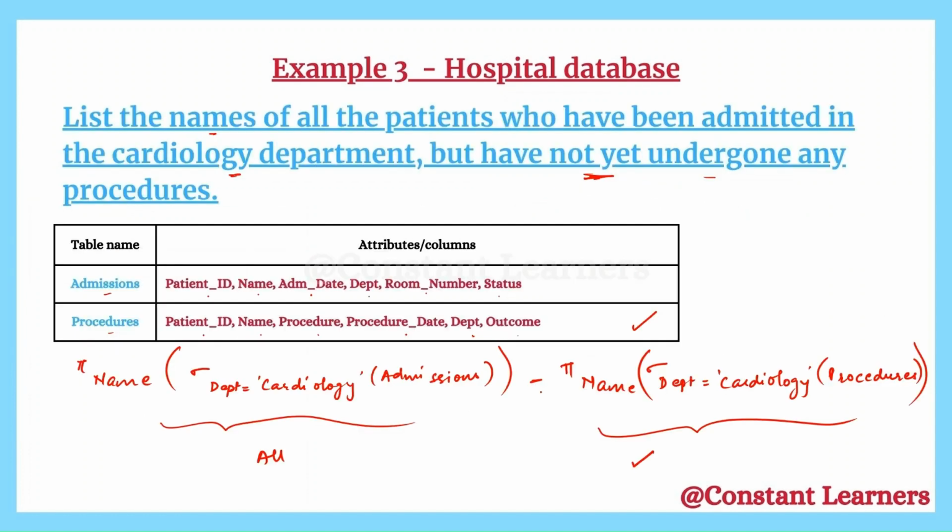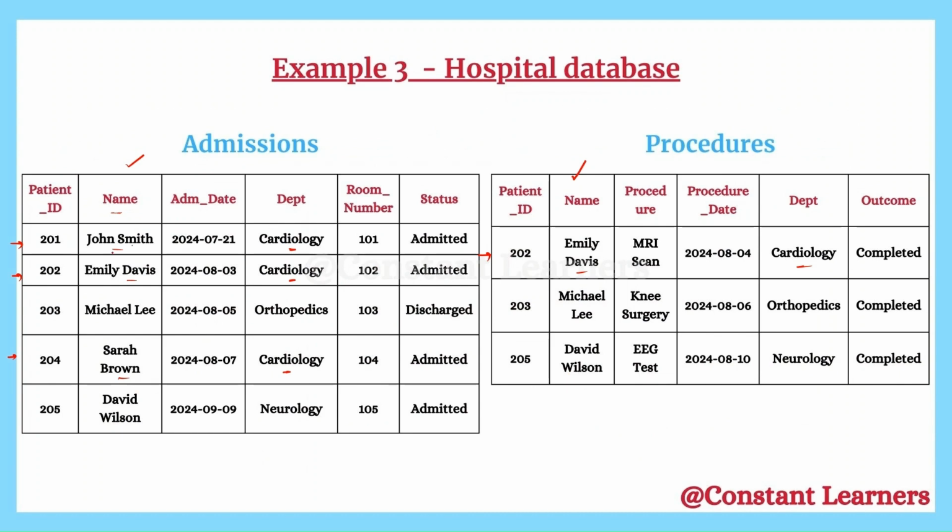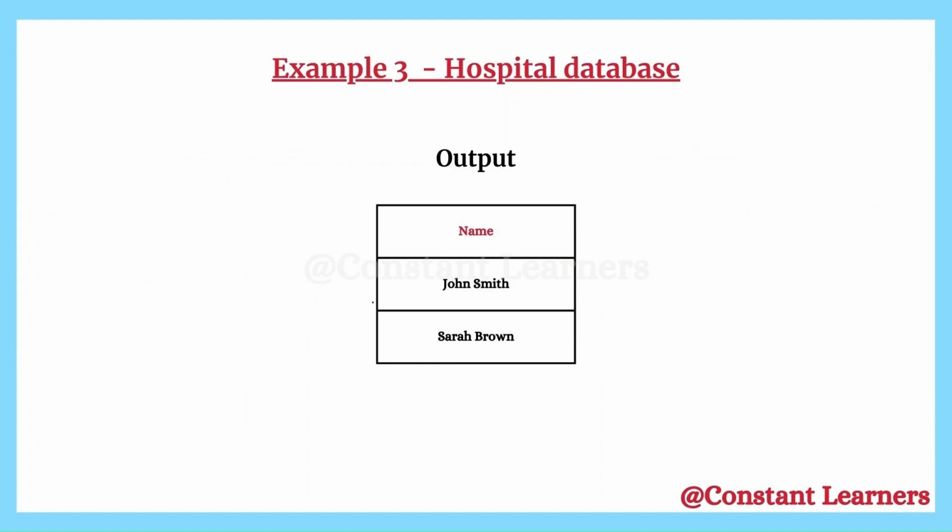Now, if we use the set difference for both of these queries, we will get, see, John Smith is present in this table, but he is not present in the procedures table. Emily Davis is present in this table, and she's also present in this table. So Emily Davis will be removed from the output because she's already started the procedure. Sarah Brown is present here, but she's not present here. That means she will also be present in the output table. So there are two patients in the cardiology department, John Smith and Sarah Brown, who have not yet started any procedures. Okay. So the output table will have two names, John Smith and Sarah Brown. All right. I hope that this example was also clear.